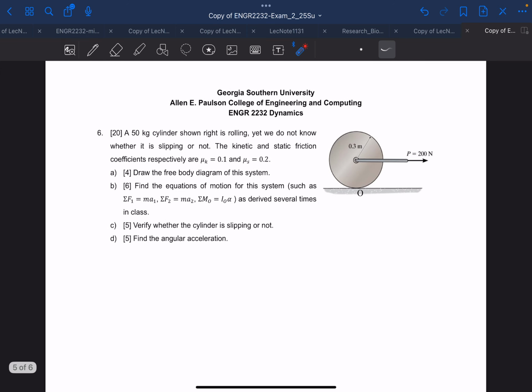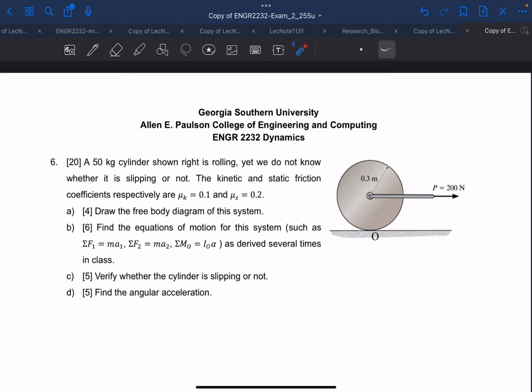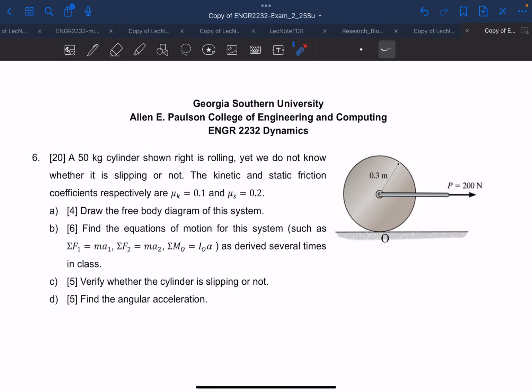Okay. None. Let's move on. And let's try this last one here. So there was this 50 kilogram cylinder shown rolling, yet you do not know whether it's slipping or not. And the kinetic and static friction coefficients are provided like that.